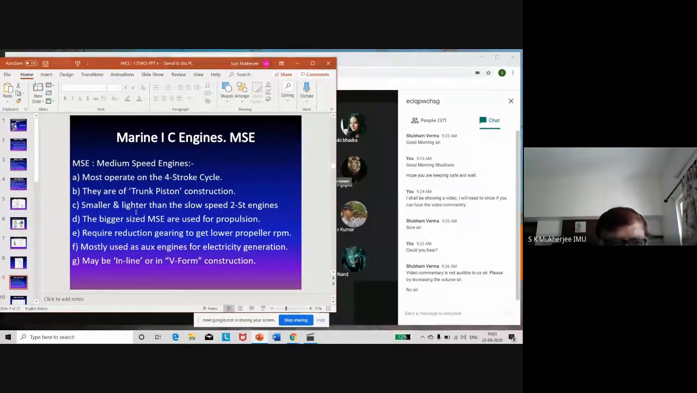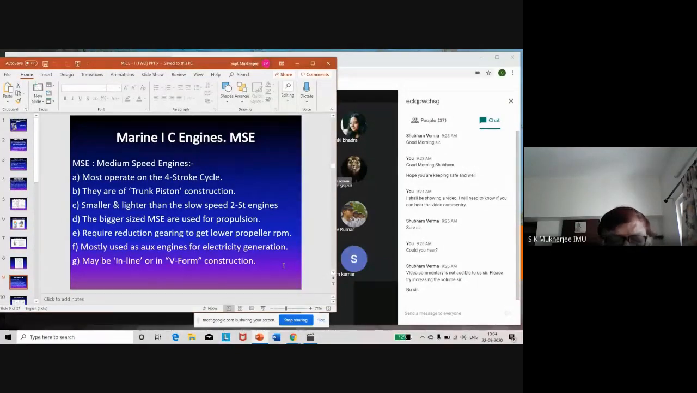Okay, let's move on. The bigger sizes are mainly used for propulsion. These big medium speed engines are also used for propulsion, but they require reduction gearing to get the lower RPM. Understandable. If a medium speed engine is running at 400 RPM, a large propeller cannot run at 400 RPM. It has to be below 100 RPM. So you need a 1:4 reduction gearing.